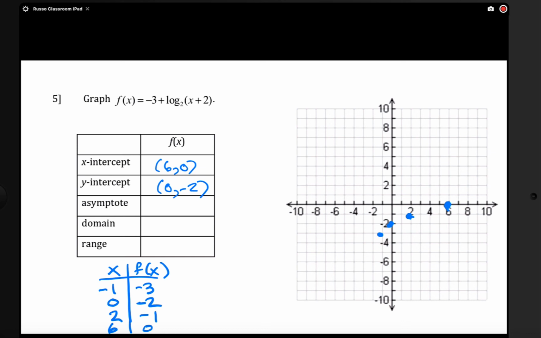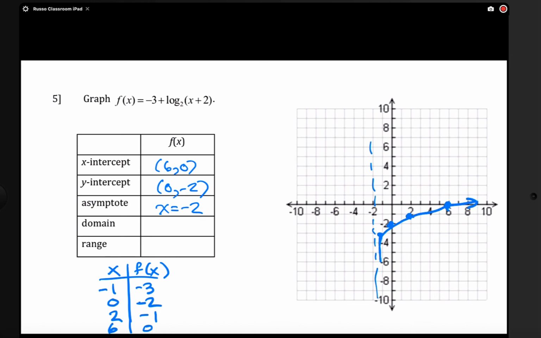The asymptote, again, I can see in my function. It's whatever's happening inside my function. It's that horizontal shift, right? And I could kind of see that the graph is approaching it from the points on my graph as well. So my asymptote is a vertical asymptote at x equals -2. I could draw that.